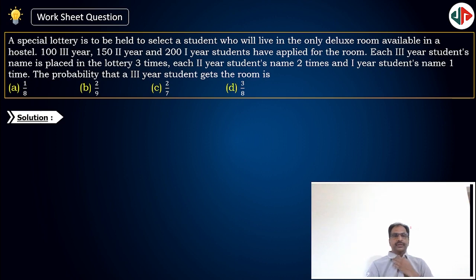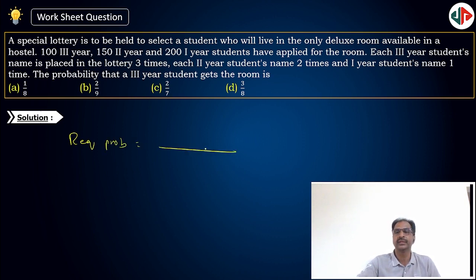Next, a special lottery is to be held to select a student who will live in the only deluxe room available in a hostel. 100 third year, 150 second year, and 200 first year students have applied for the room. Each third year student's name is placed in the lottery 3 times. So there is a chance of 300, that is 100 into 3.